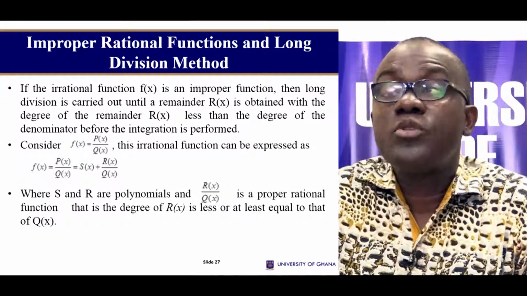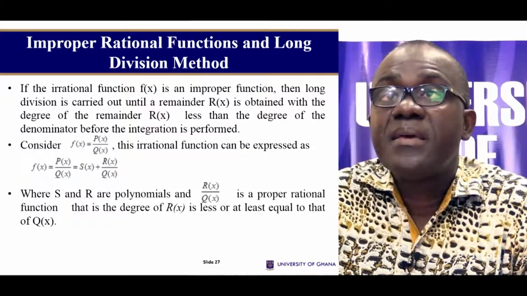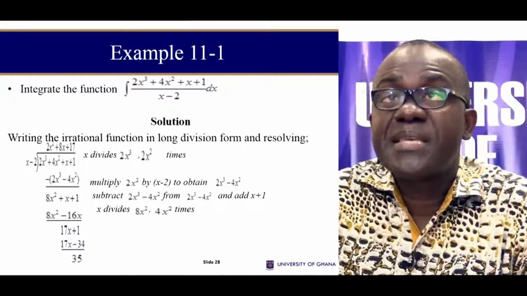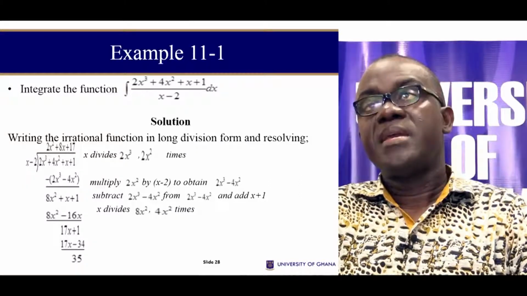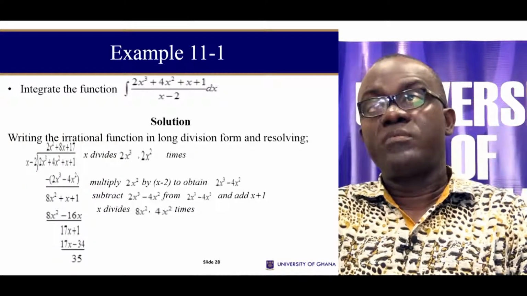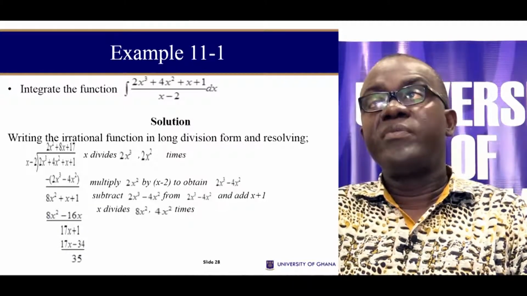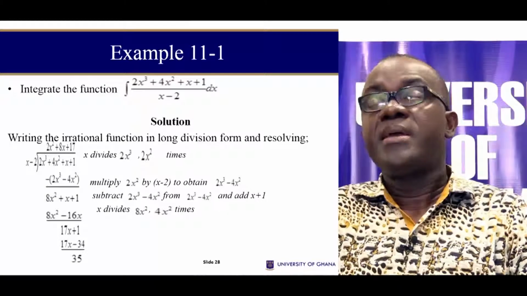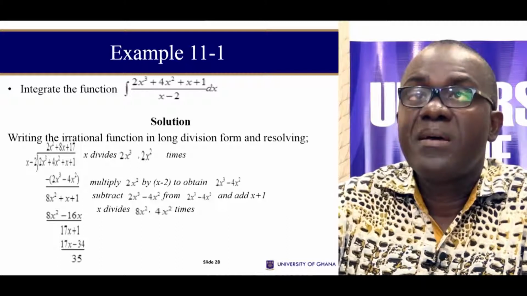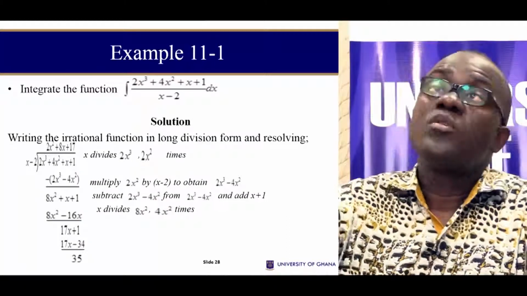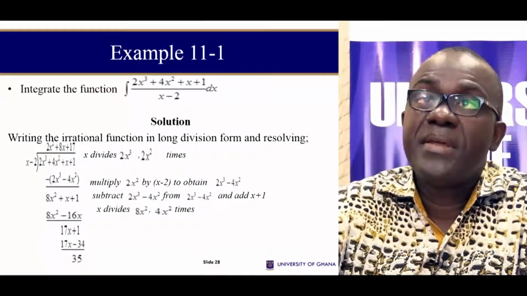So how do you deal with issues of this nature? I will look at it from a specific example, and I think it will make it much clearer. Assuming you have this integration to resolve, it's going to be very difficult. But the good thing is that the degree of the denominator is 2 here. The degree of the numerator is 3 here. That is why it makes this one an improper fraction. But then we can reduce it to a form that will make it easier for us to integrate.